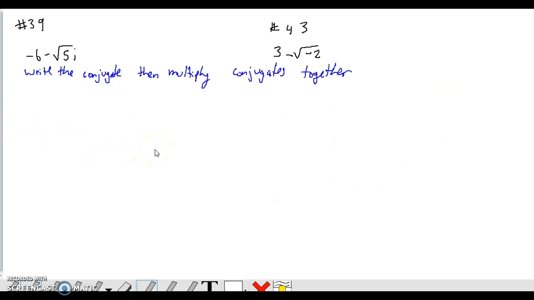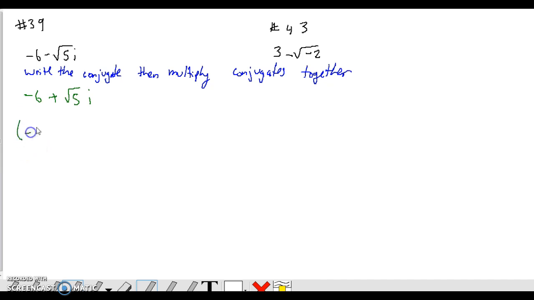Okay, for number 39 and 43, all it's asking us to do is find the conjugate and then multiply the conjugates together, so for both of those. And again, this just gives us a little bit of practice, so that we know the conjugates will make our i's disappear. So the conjugate of this guy will be negative 6 plus root 5i. That's the conjugate on number 39.